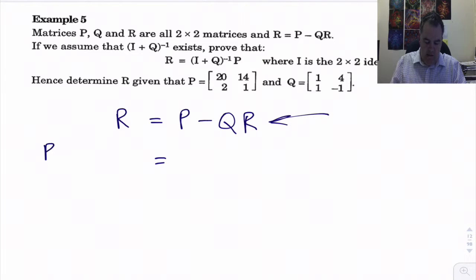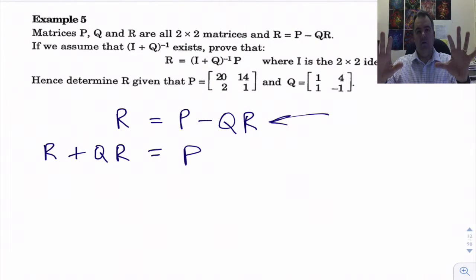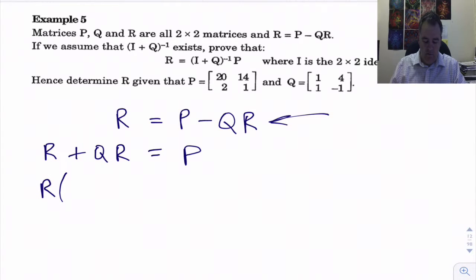So if I add QR to both sides, that doesn't break any matrix rules. Okay? So we can add a matrix to both sides of an equation, as long as they're all 2 by 2 matrices, the same order, it doesn't break any rules, so that's okay. Now on the left-hand side, I can factorize. Now, that's what we'd write if we were just dealing with normal variables. Now, there's no such thing as 1 in matrices, but there is the identity. R times the identity matrix is R, and R times Q is QR.